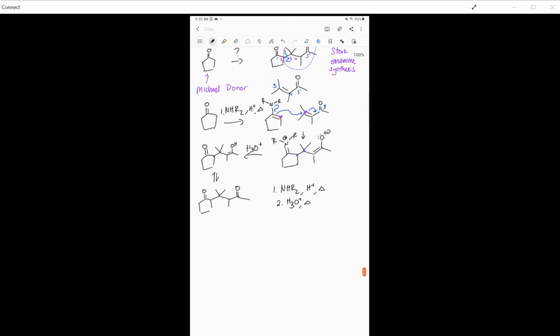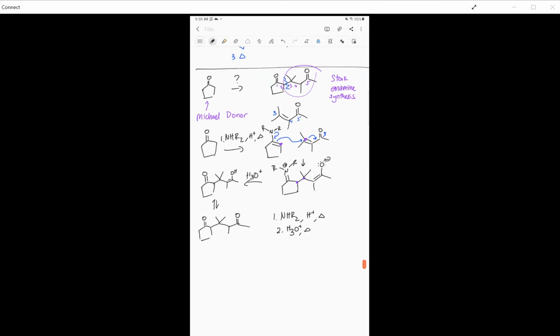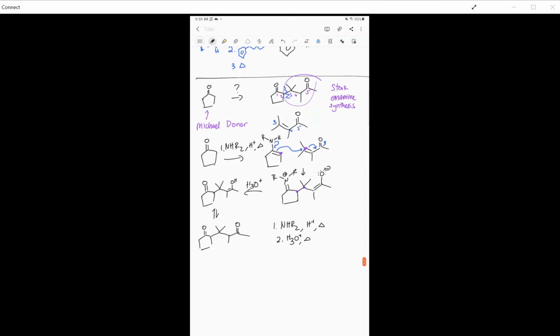So Stork, you know there's got to be a Stork happening if it's a 1,5 product. And remember, with Stork, you actually don't need the LDA or KH. We use an amine instead. And it's not actually acting as a base necessarily, it's going to be more a nucleophile. And the R groups, of course, can be methyls, ethyls, whatever, just alkyl groups. It has to be a secondary amine, of course, though.